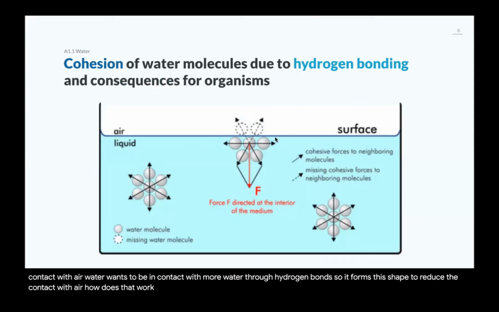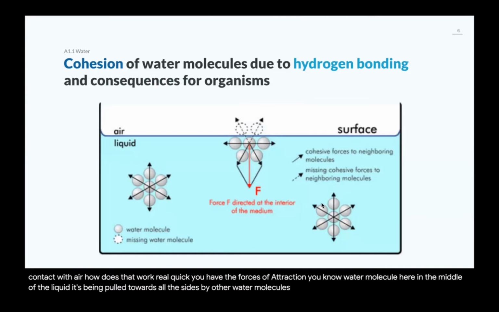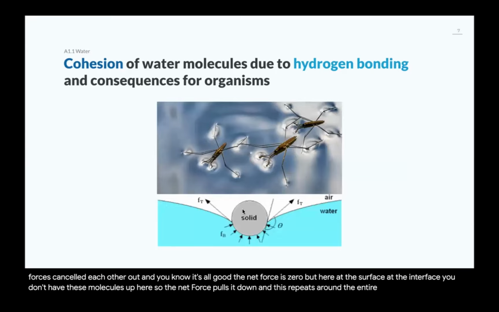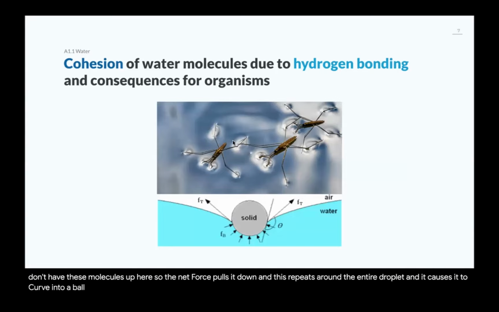How does that work? Real quick, you have the forces of attraction on a water molecule here in the middle of the liquid. It's being pulled towards all sides by other water molecules. Since it's being pulled from every side, the forces cancel each other out, and it's all good. The net force is zero. But here at the surface, at the interface, you don't have these molecules up here, so the net force pulls it down, and this repeats around the entire droplet, and it causes it to curve into a ball.